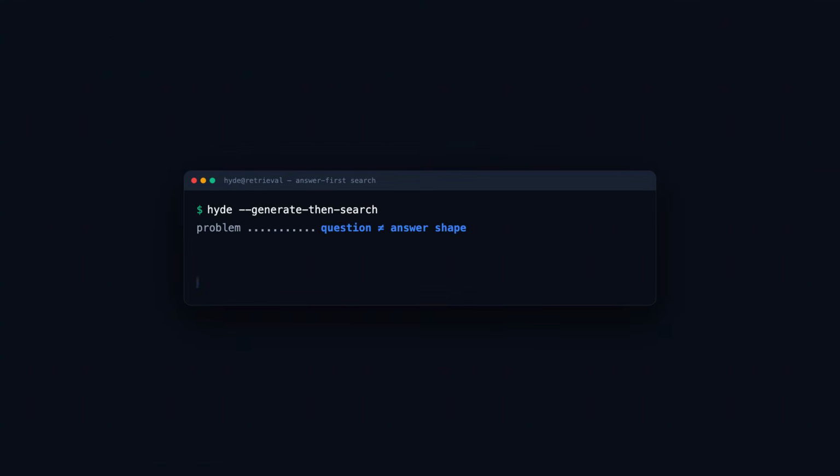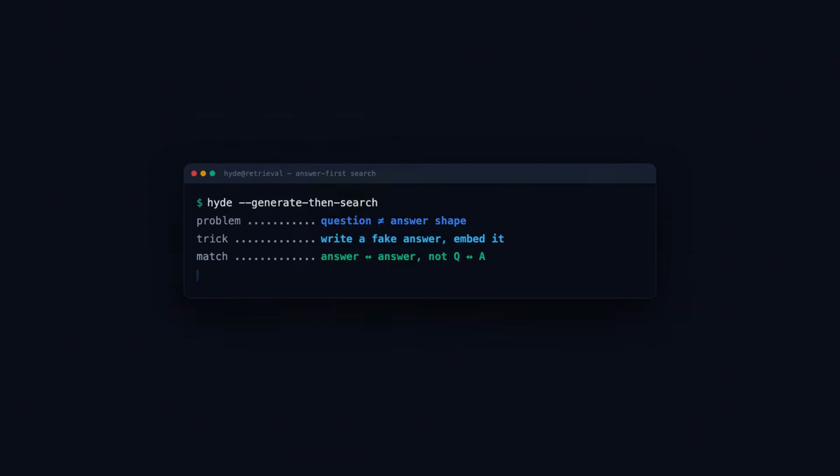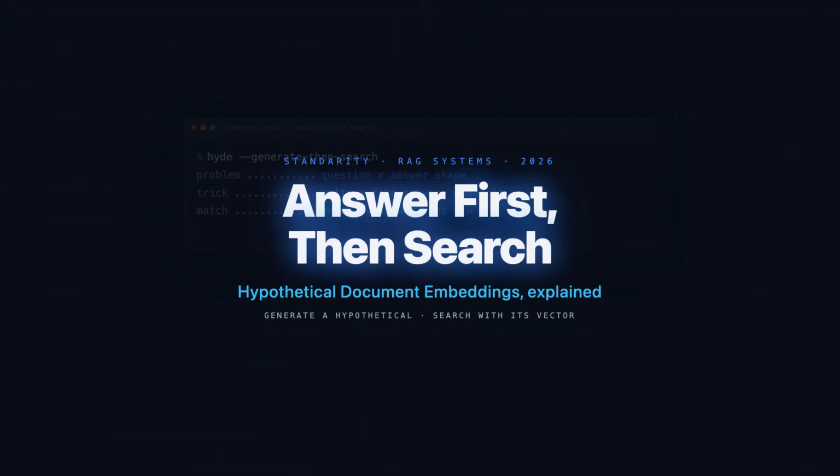Here is a subtle problem hiding inside every dense retrieval system. You embed a question, then compare it against embedded answers, but a question and its answer barely look alike. A 3-word query and a rich paragraph that resolves it live in completely different neighborhoods of embedding space, so their vectors may never actually meet.